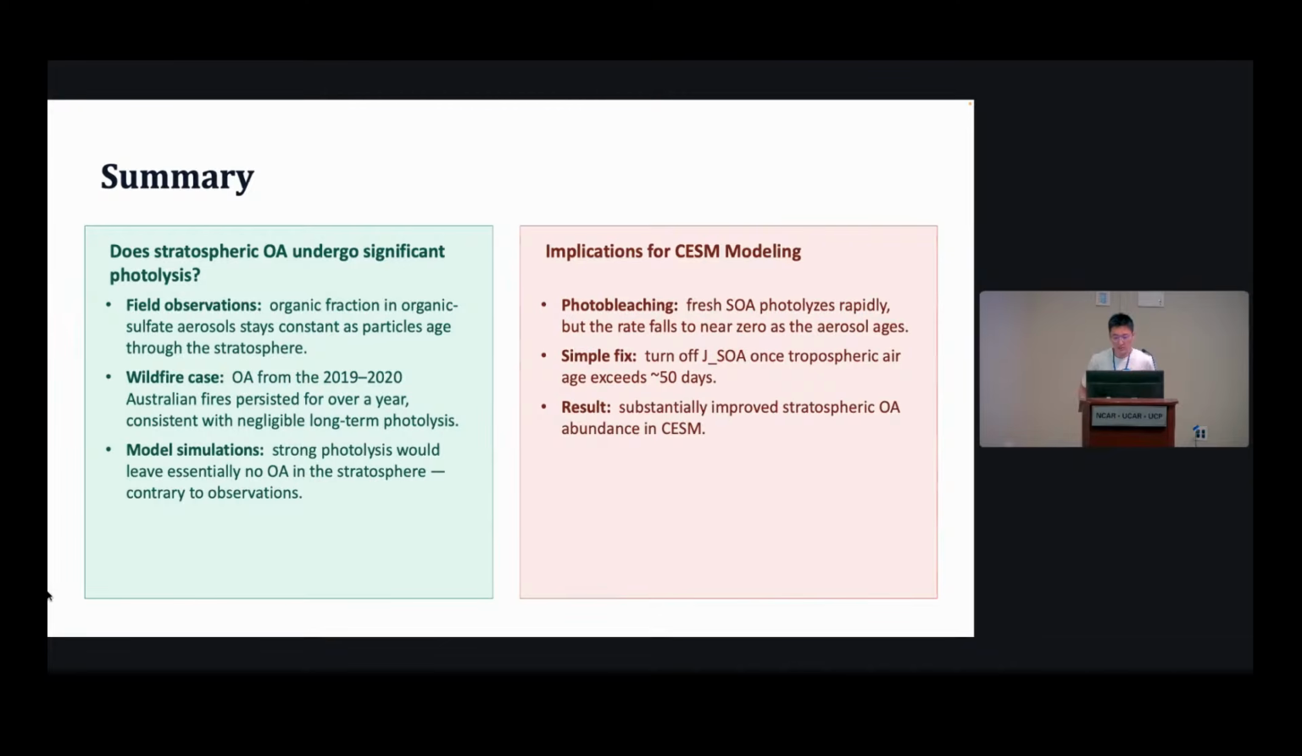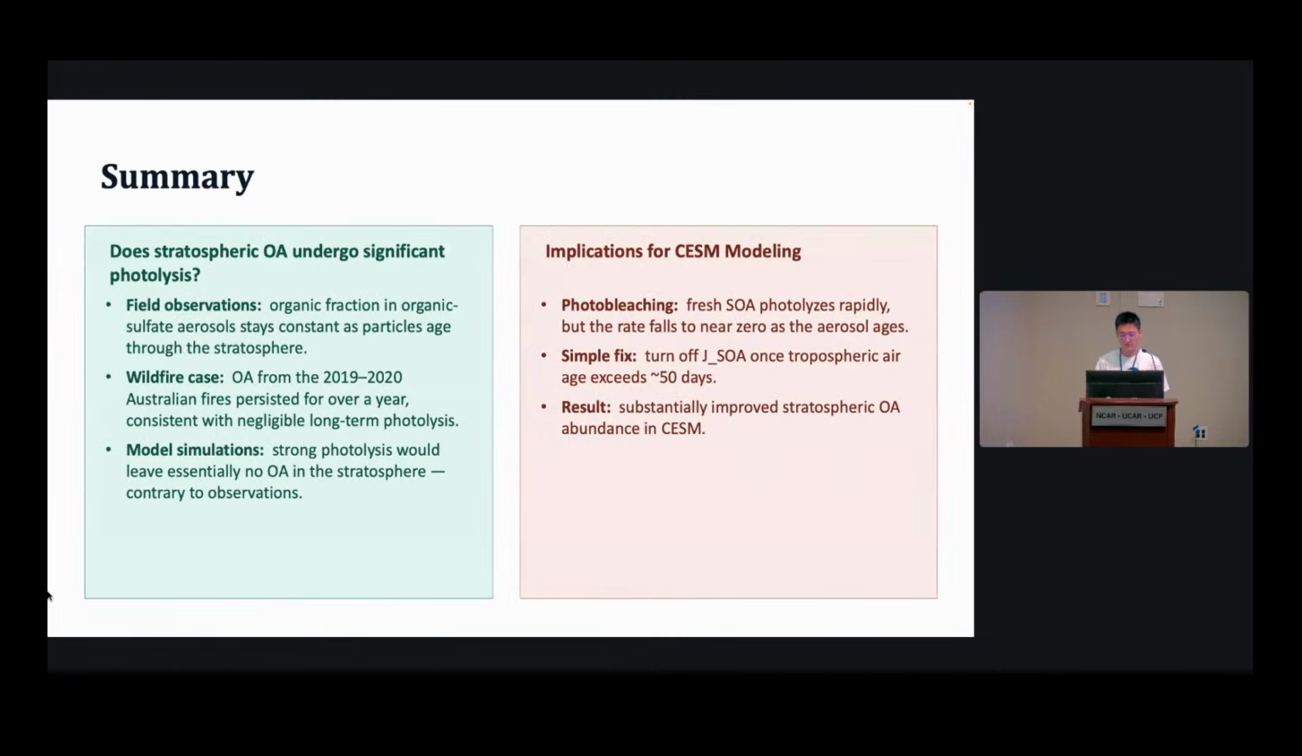So what are the implications for CESM modeling? The theory is that the fresh SOA photolyzes rapidly, but the rate falls to near zero as the aerosol ages. So we give a simple fix. We turn off the JSOA once tropospheric air age exceeds 50 days, and it substantially improves the stratospheric organic aerosol abundance in CESM. And thank you, everyone. Happy to take any questions.